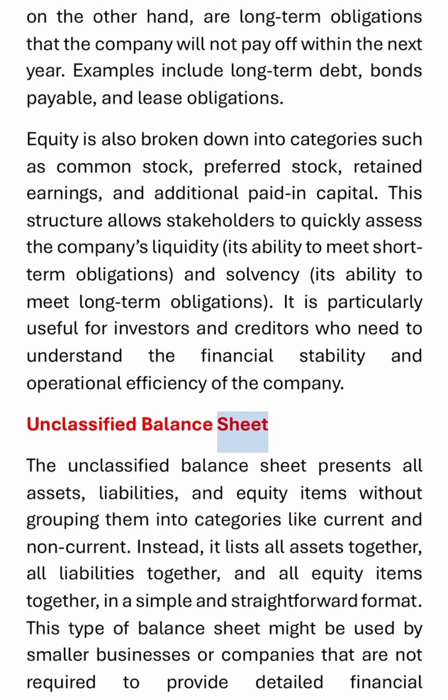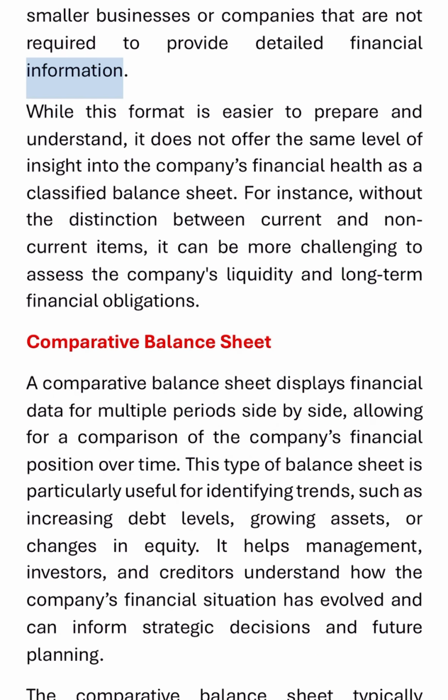Unclassified balance sheet. The unclassified balance sheet presents all assets, liabilities, and equity items without grouping them into categories like current and non-current. Instead, it lists all assets together, all liabilities together, and all equity items together in a simple and straightforward format. This type of balance sheet might be used by smaller businesses or companies that are not required to provide detailed financial information.